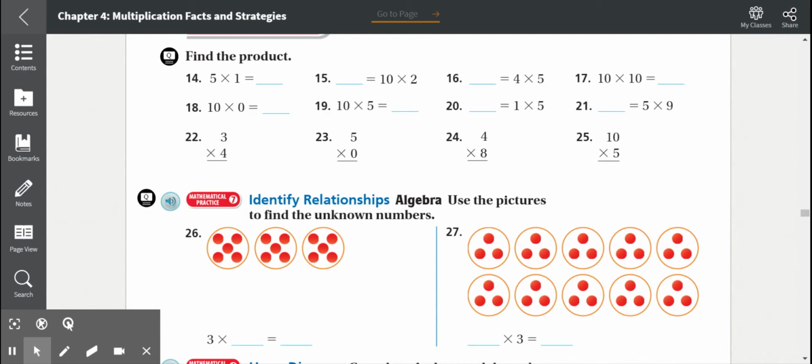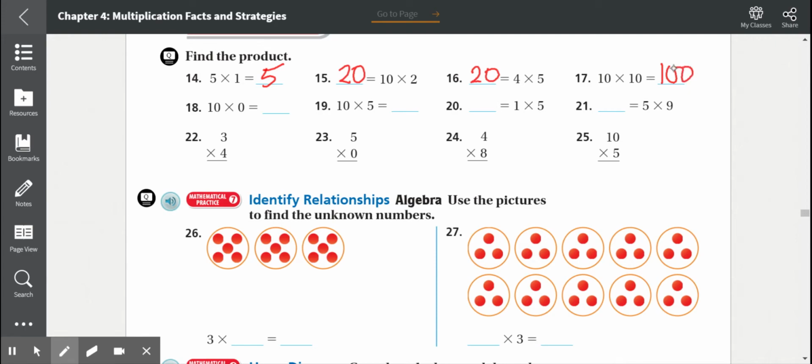Now correct your work. If you made a mistake, that's fine. You just fix your answer. Okay, 5 times 1 is 5. 10 times 2 is 20. 4 times 5 is 20. 10 times 10, 100. So that's counting by tens all 10 times. You'd get 100. 10 times 0, 0.